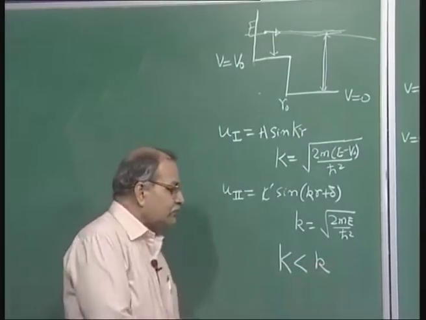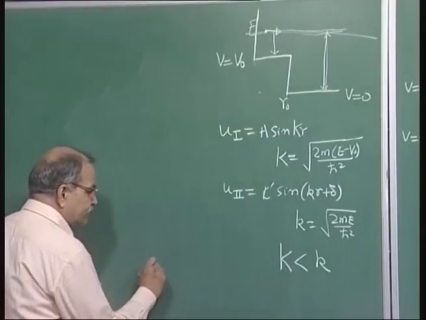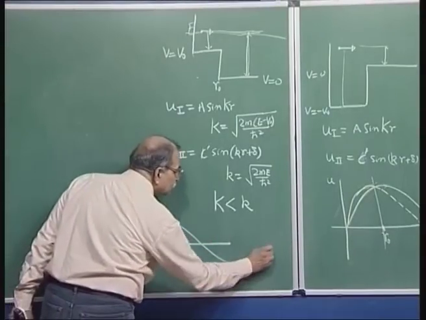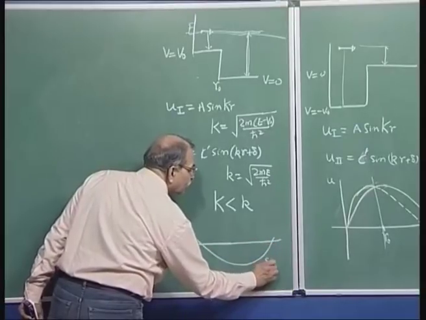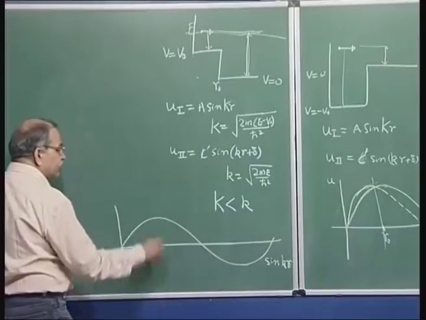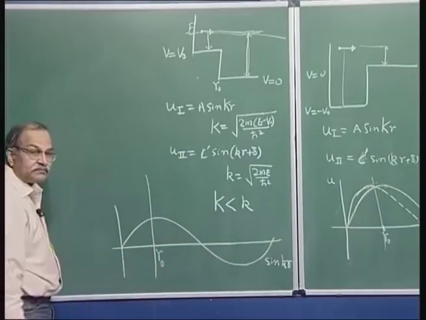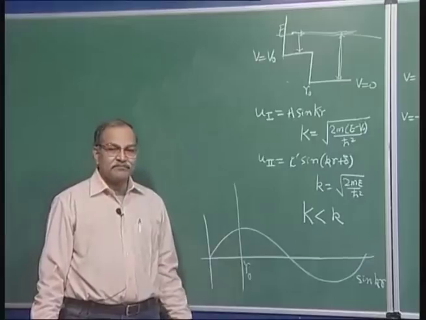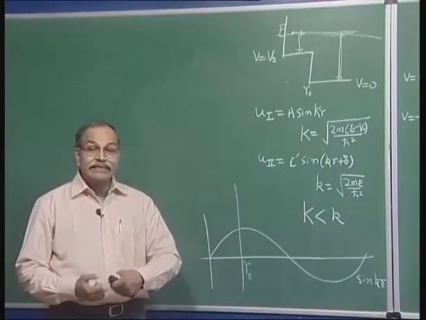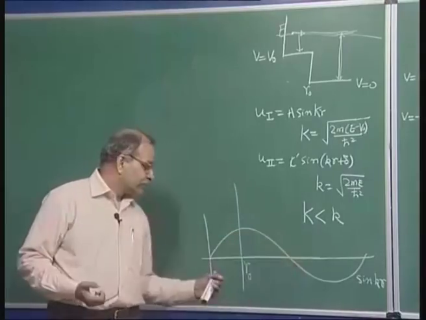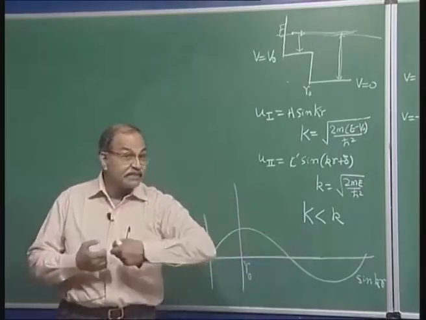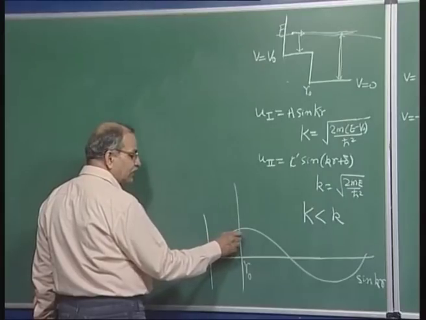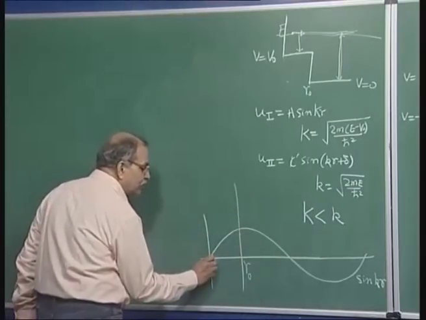So, I can draw a similar diagram here. Initially, you plot this, this is sin of small k r, and then probably somewhere here you have this r naught. And now, in the first region, that period has increased. So, it is expanding, this portion I have to expand, right, the period is increasing. So, this point will come somewhere here, I have to expand it. So, it will be like this.